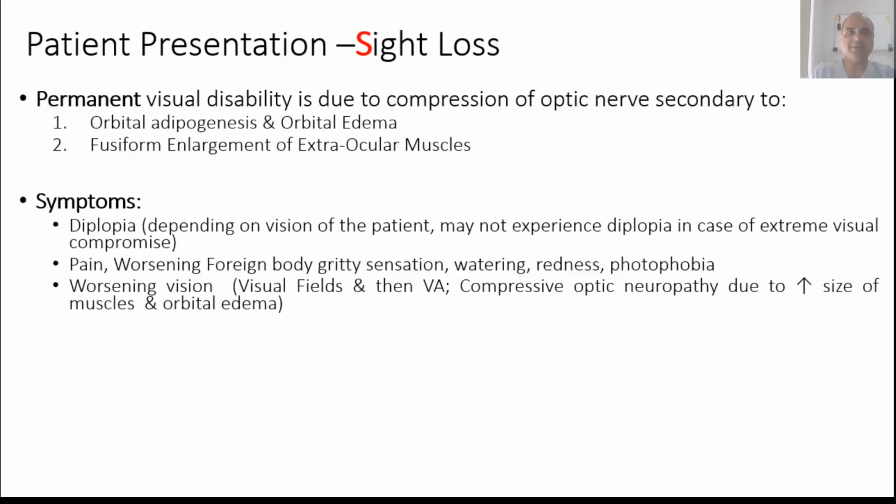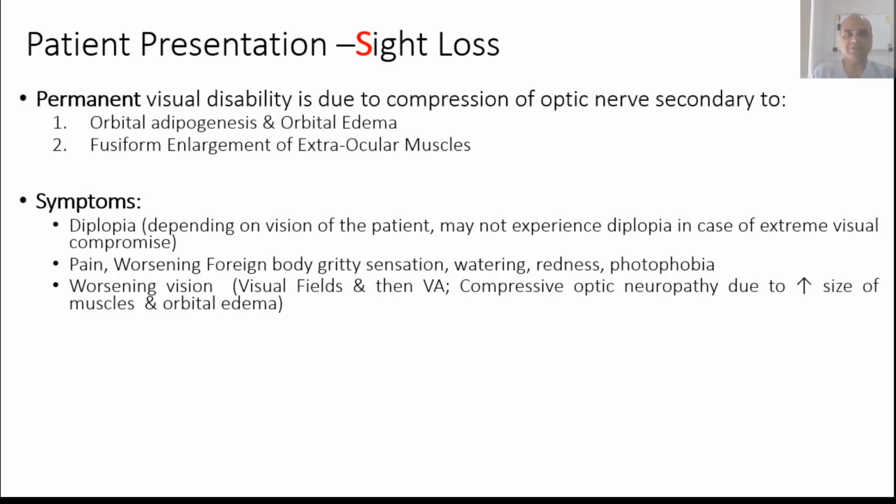And this is permanent visual disability because of compression of the optic nerve, which started off when the orbital volume started increasing because of adipogenesis and orbital edema, when proptosis started. And it obviously gets worse as the disease progresses, and it is further accentuated by the enlargement of the extraocular muscles.